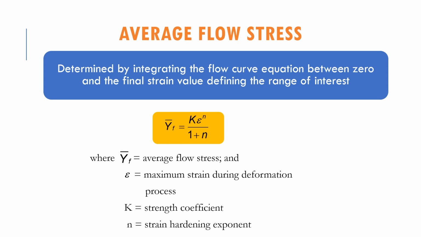On the other hand, average flow stress is determined by integrating the flow curve equation from 0 to the final strain. Okay, so we have to differentiate between the average flow stress and the flow stress. Flow stress is at a certain point, and the average flow stress is over the process from the start till the end. This one is calculated using YF bar equals K epsilon to the power n over 1 plus n. So the difference is the 1 plus n from the flow stress equation, and the components inside are the same as in the flow stress.